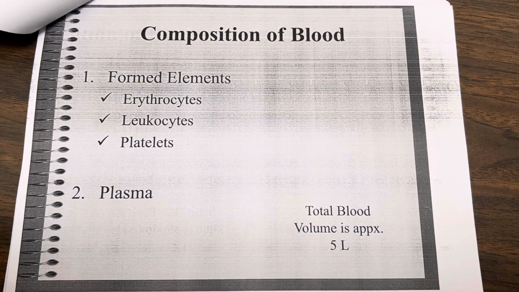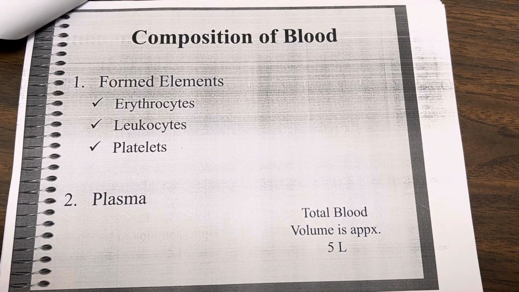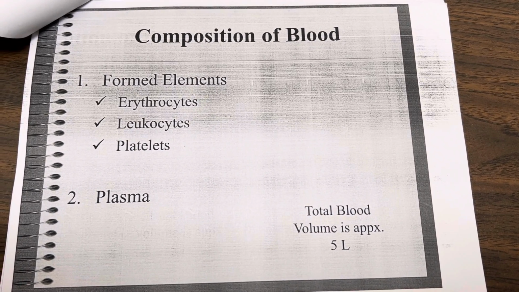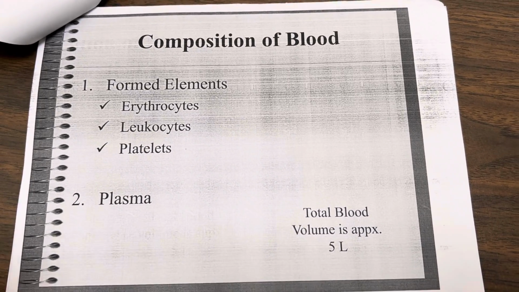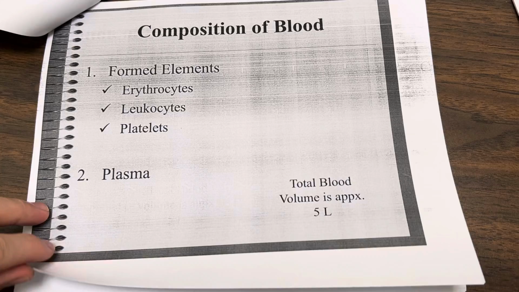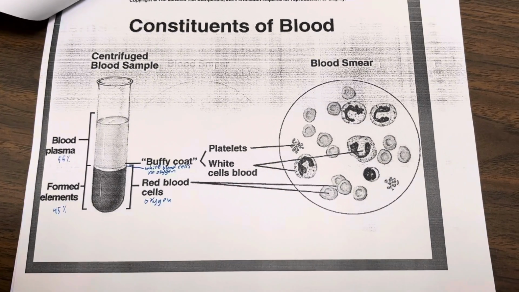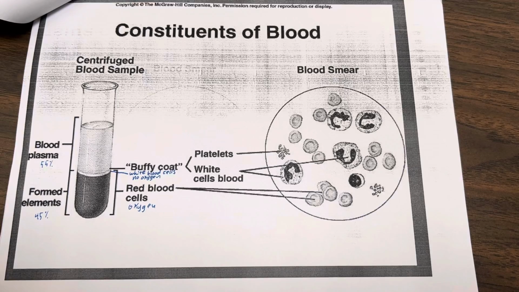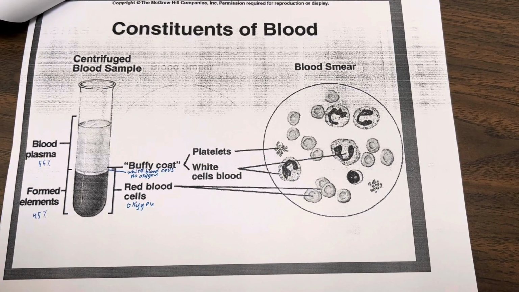Composition of blood. Erythrocytes (red blood cells), leukocytes (white blood cells), platelets (thrombocytes), and plasma. Formed elements in plasma. The formed elements are erythrocytes, leukocytes, and platelets. Blood should be 55% plasma and 45% formed elements.